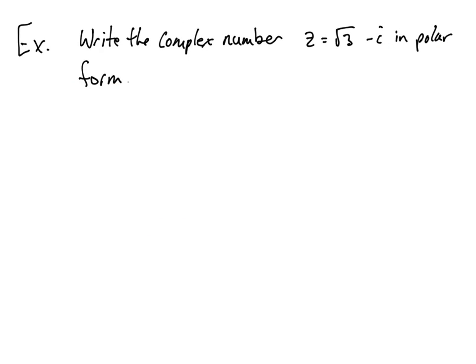Now we're going to go the other direction. We have a complex number z equal to square root of 3 minus i. We want to write that in polar form. So again, polar form of that complex number z is going to be r times cosine theta plus i sine theta. So what we need to do is figure out the r value, and we need to figure out theta here.